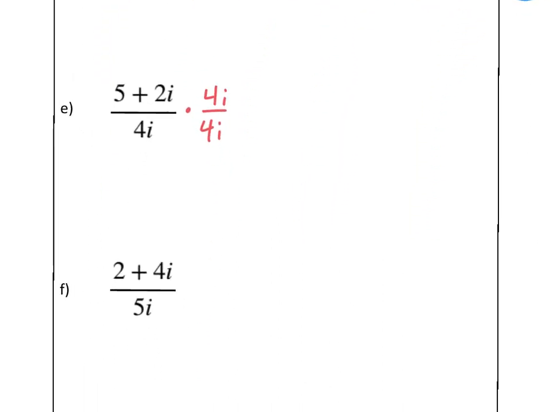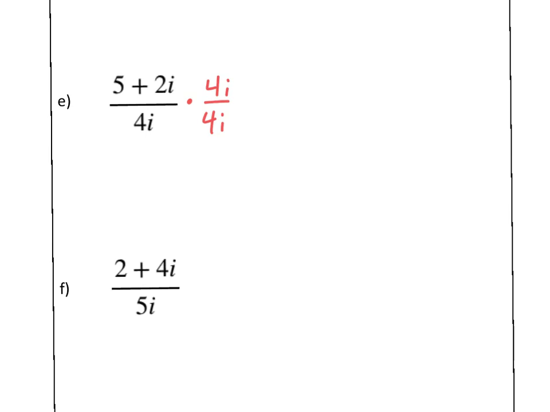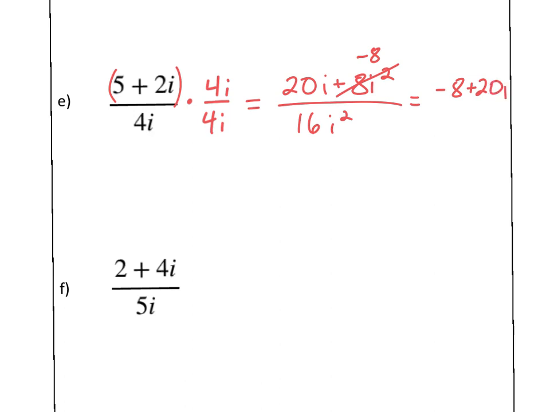Okay. Now we've got E. We're almost done, guys. 2 more problems. I already gave you what to multiply by. So on the top, 20i plus 8i squared. And on the bottom, 16i squared. On the top, what does 8i squared become? Negative 8. So this is just 20i minus 8, or negative 8 plus 20i. And on the bottom, negative 16.